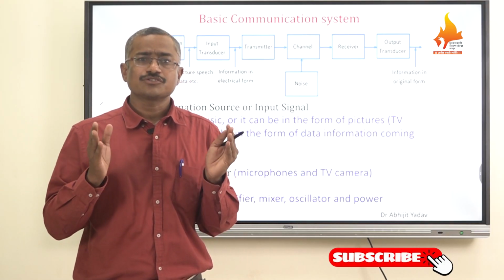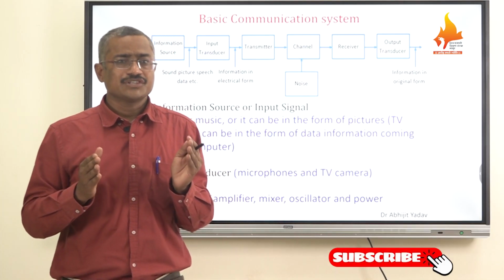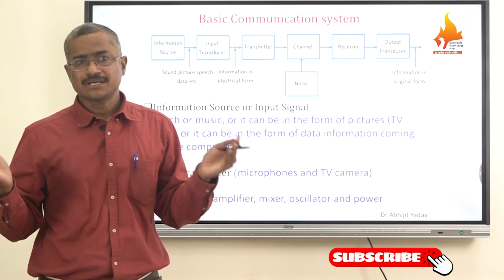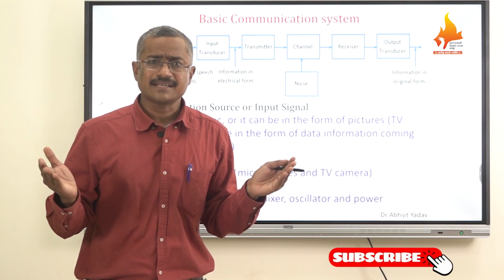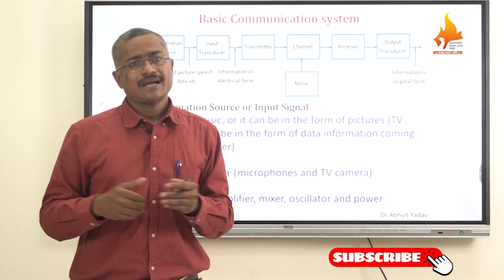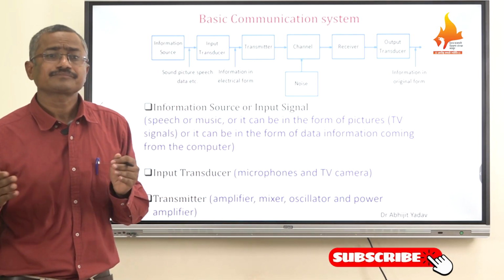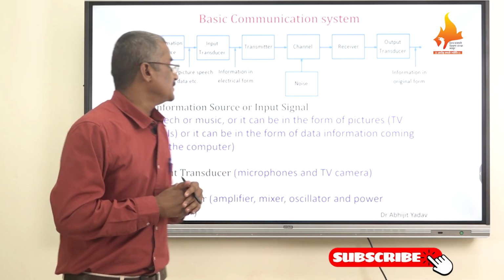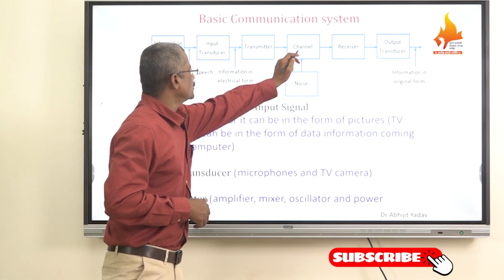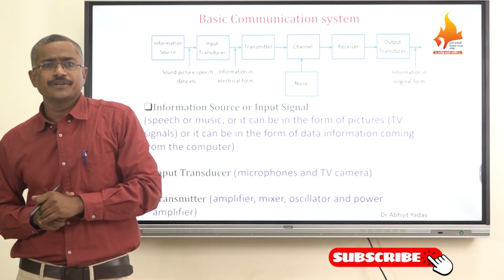The transmitter consists of electronic circuits such as an amplifier, which is made up of transistors, a mixer circuit, an oscillator circuit, and a power amplifier. This is regarding the transmitter. Our next block is the communication channel. So what is a communication channel?